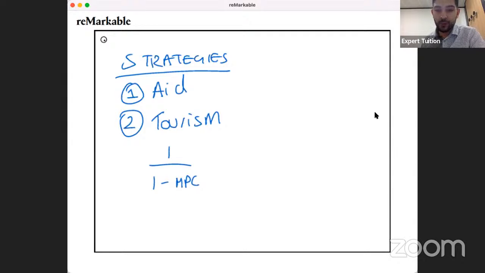And what did I say would be the MPC in developing economies? It's going to be really big. They spend the vast majority of the money they earn on basic necessities. Therefore, the multiplier is enormous in a developing economy. So that's a little bonus point if you wanted to add that into your development for a 25 marker. You can say the multiplier is going to be really big because their marginal propensity to consume is likely to be high.